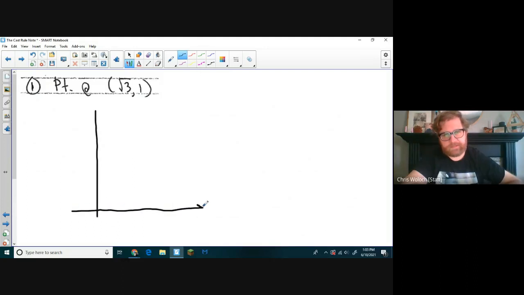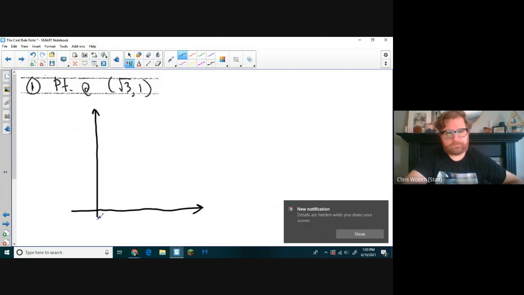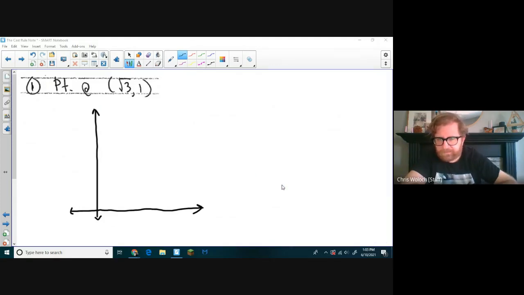So I have a point. Details hidden while you share your screen. Oh, cool. Okay. Oh, my kids' DanTDM videos. That's exciting.